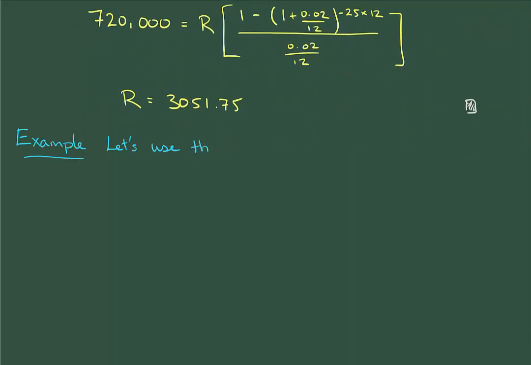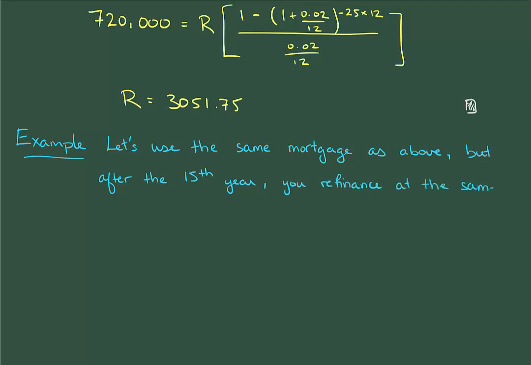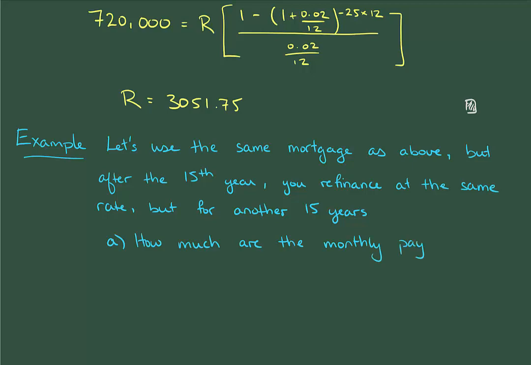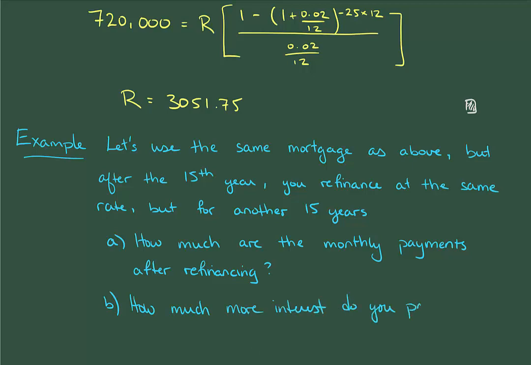Let's do something now a little bit more complicated. Let's use the same mortgage as above, but this time we're going to refinance at the 15-year mark using the same rate, but for an additional 15 years, say, instead of the original 10 years that we would have done. Refinancing means that we're going to take the amount that we currently owe on the house and create a new mortgage out of it. So A, how much are the monthly payments after you refinance the house? And B, how much more interest do you pay as a result of this refinancing process?